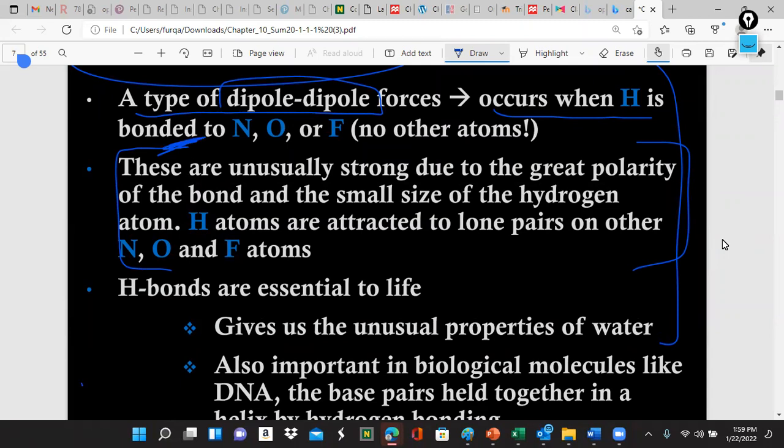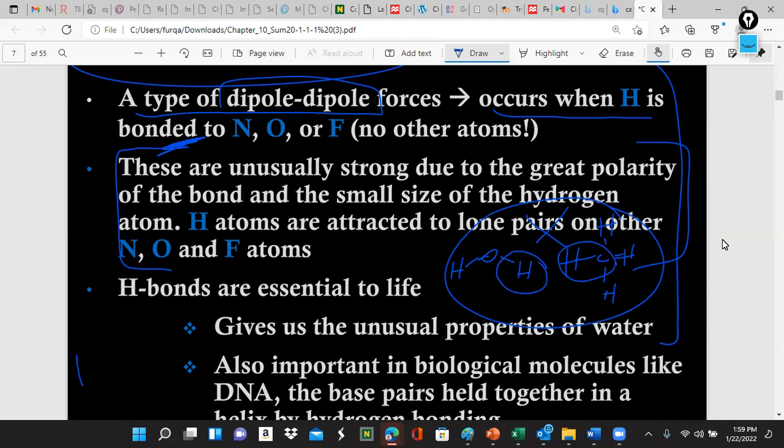No other atom. Keep that in your mind. So when I ask you that question, if you have a water molecule here and methane here, is there going to be a hydrogen bond between these two? No, because this is available for the hydrogen bonding, but the hydrogen here is not available for the hydrogen bonding.